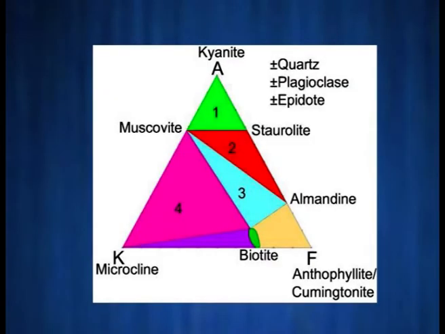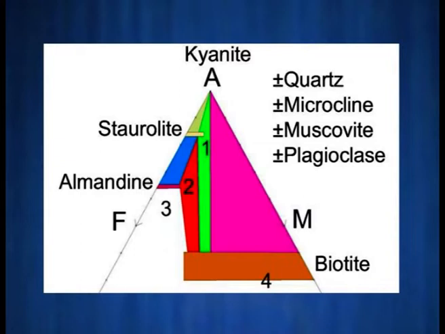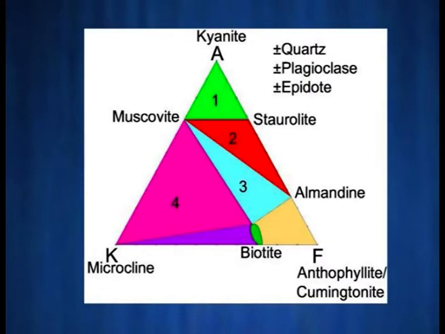The assemblages are, first assemblage, kyanite, staurolite, plus minus muscovite, plus minus microcline, plus minus plagioclase, plus minus quartz, also known as kyanite staurolite schist. Second assemblage, staurolite, almandine garnet, plus minus muscovite, plus minus microcline, plus minus oligoclase, quartz, staurolite almandine schist. Third assemblage, staurolite plus almandine, plus minus biotite, plus minus muscovite, plus minus microcline, plus minus plagioclase, plus minus quartz, also known as staurolite, almandine, biotite schist.